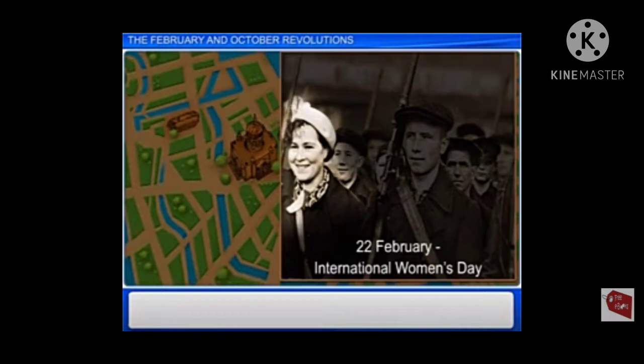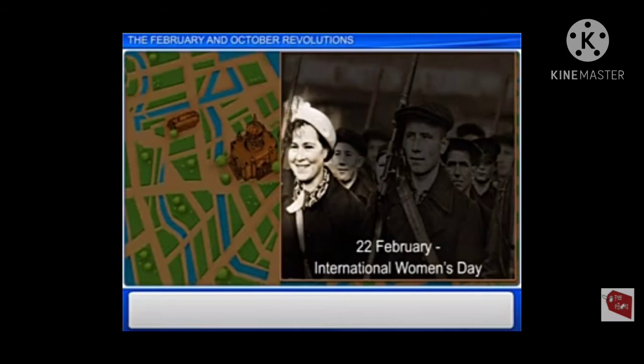Now you might be getting confused: on 22nd February, Ma'am is saying Women's Day, International Women's Day, but we celebrate International Women's Day on 8th March, so how come? It doesn't match. The justification is that at that time, in 1917, Russia followed the Julian calendar, which ran 13 days behind the present calendar. Now we follow the Gregorian calendar, which is always 13 days ahead. So if you add 22nd February plus 13 days, it comes to 8th March. So this is how it's related.